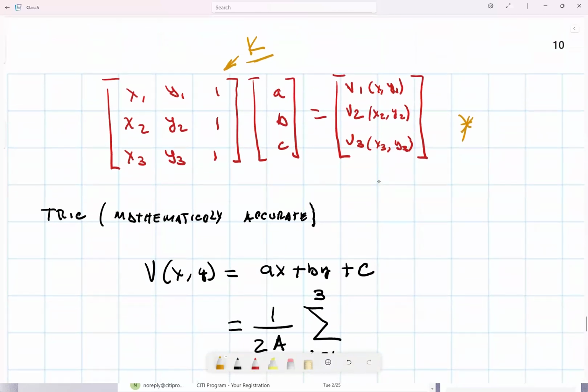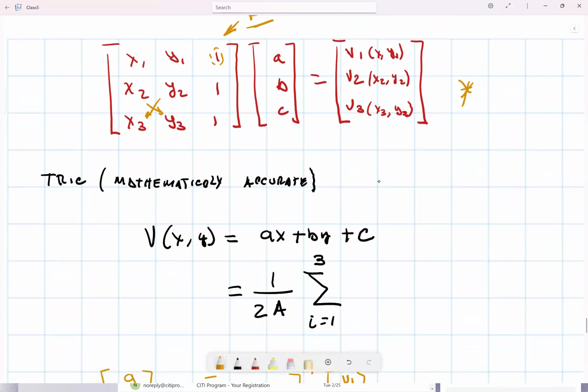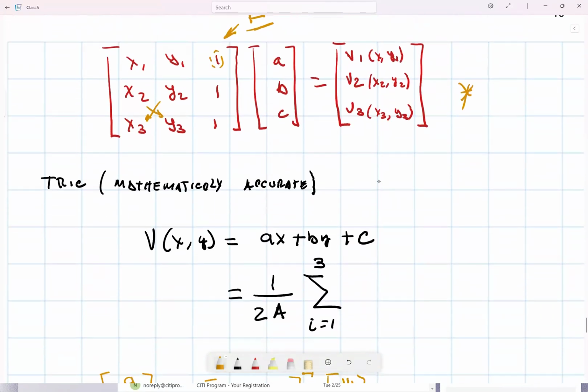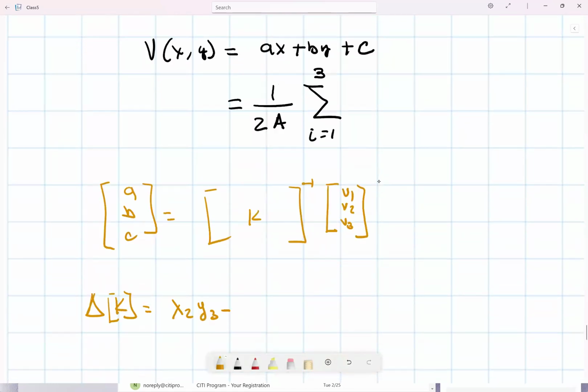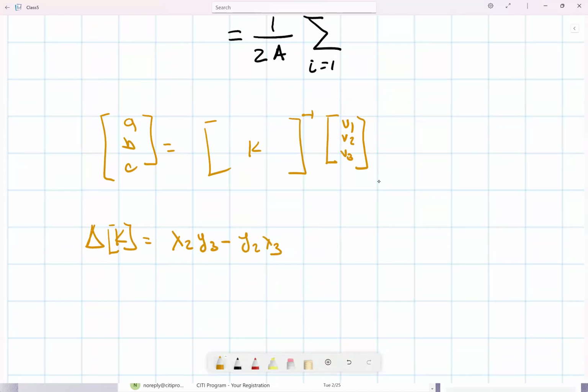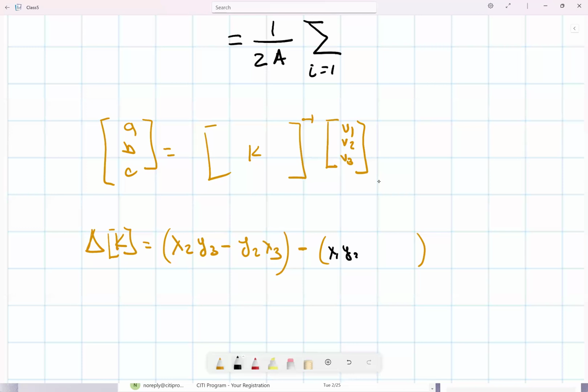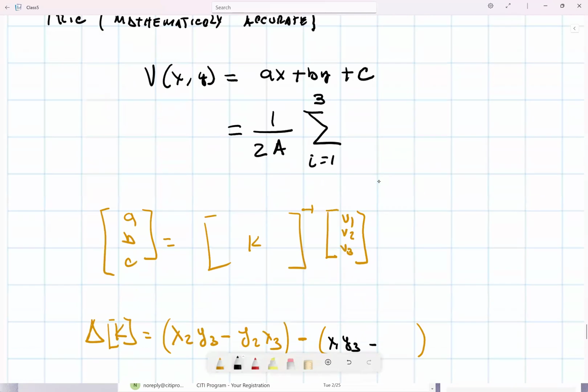To compute the determinant of matrix K, I take the easiest way: I go with these ones, take that one and get the product of this times this. So it would be x2 times y3 minus y2 x3. Okay, that is the first product. Then I go with the negative of the next one, which takes that and that minus that and that. So it's x1 y3 minus y1 x3.